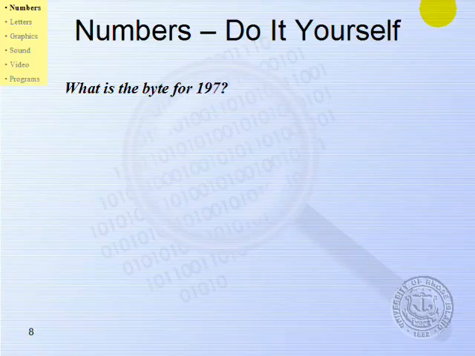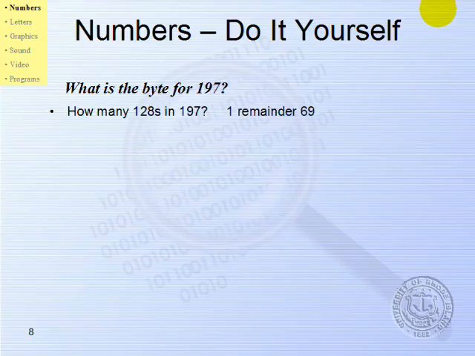To figure out the byte for 197, you want to remember the powers of 2 that we used in the previous conversion. Except this time we're going to start with the left, which, remember, the leftmost bit in a byte is the 128th place. So we'll ask the question, are there any 128s in 197? And the answer is yes, there's one 128 in 197. So we put down 1 with the remainder of 69.